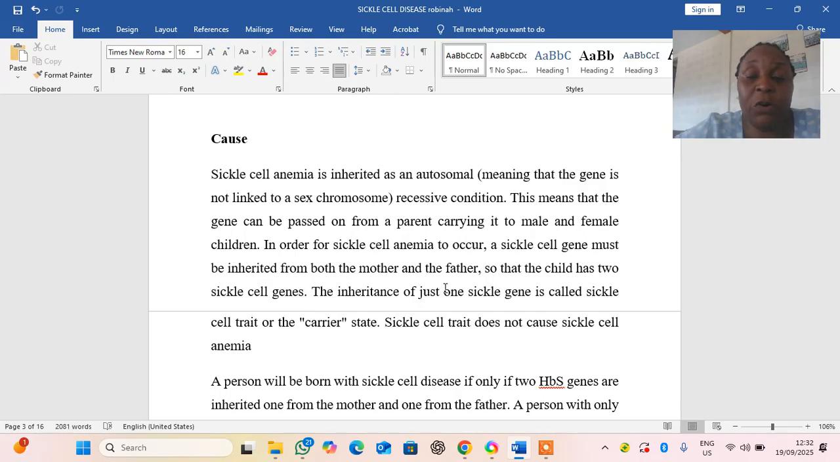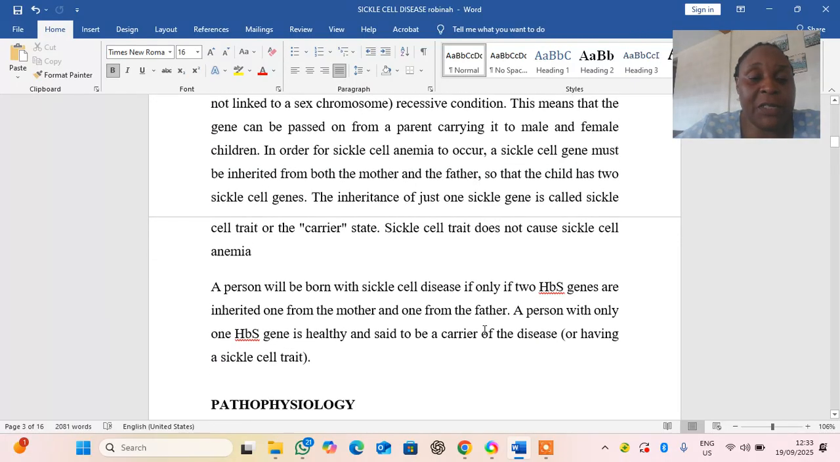But if he got only one gene from either of the parents, it means this child has a sickle cell trait. If this person inherits only one from any of the parents, this person is not a sickler. This person is a carrier. And we are saying a carrier does not have sickle cell anemia, but has a trait, which can be passed on to the next generation through her offspring.